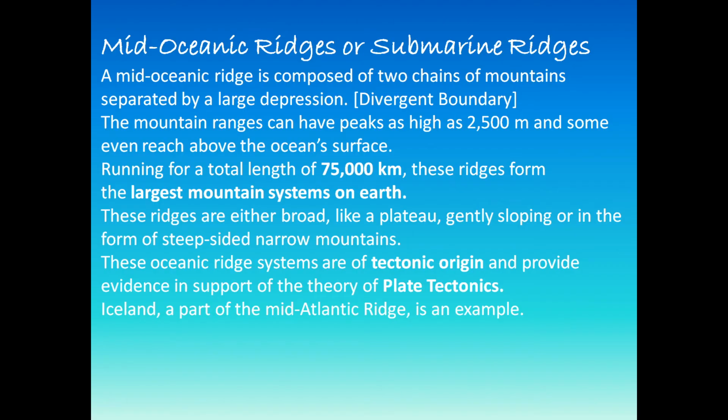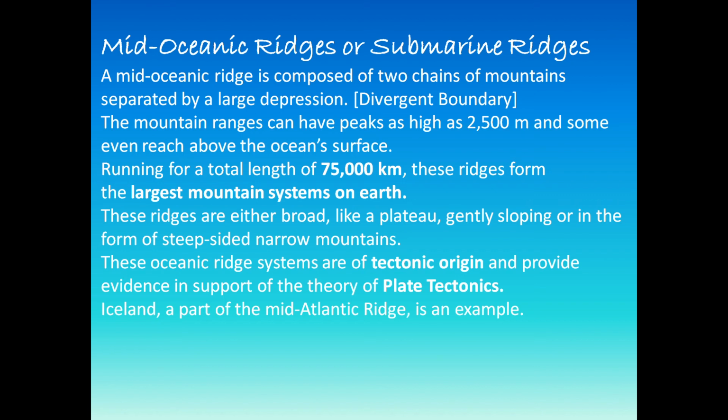Now let's talk about mid-oceanic ridges. Inside the ocean also there are ridges. In our last class, when I took you on a virtual trip to the ocean, I showed you how submarine ridges are there. A mid-oceanic ridge is composed of two chains of mountains separated by a large depression. Because there is a movement of the plate, the hot and molten material from the inner part of the core comes out. This forms the mountain chain. There will be two mountain chains because the land is tearing apart in two plates, so two chains of mountains will be formed.